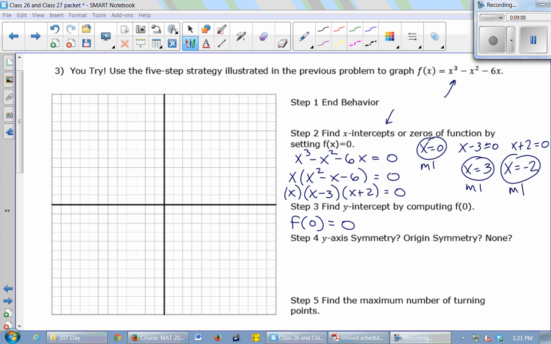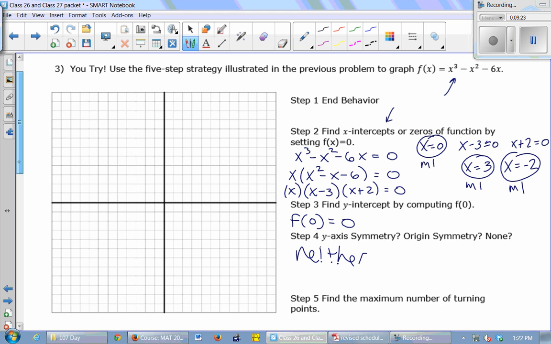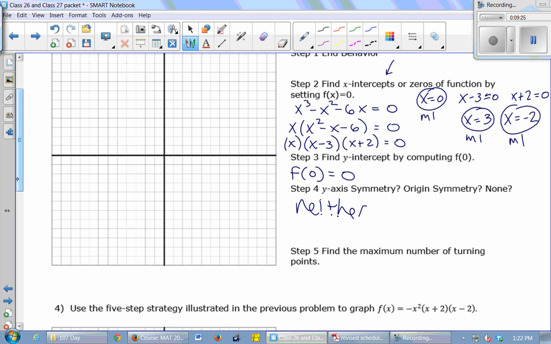Symmetry. Okay, is this function even or odd? Neither, because all the exponents have to be odd or all the exponents have to be even. So this is neither. We get no help here. What are the maximum number of turning points I could have? 2, 1 less than the degree.